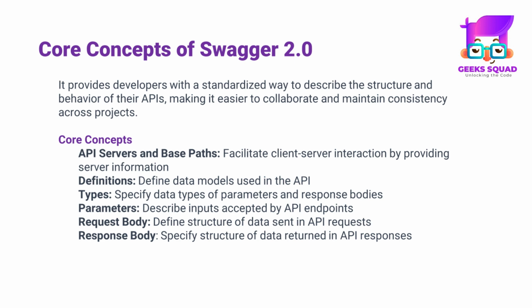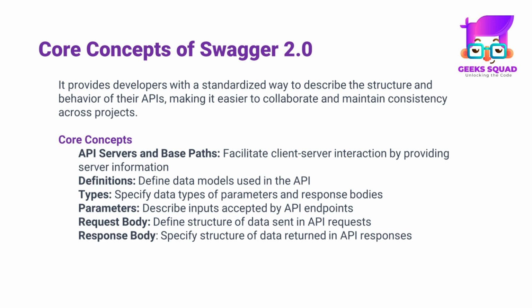The API server is the server hosting your API, and the base path specifies the root URL for all API endpoints. By defining these details in your Swagger specification, clients can easily locate and interact with your APIs. Definitions are used to define the data models used in your API. This includes specifying the properties and relationships between different entities.